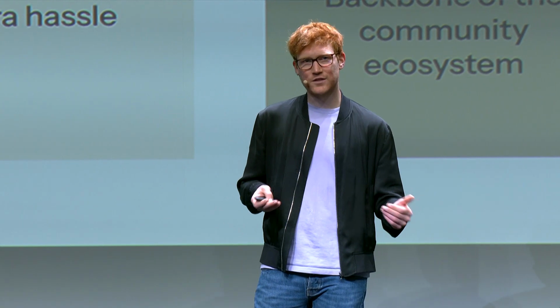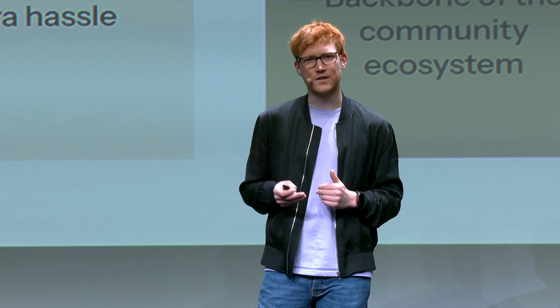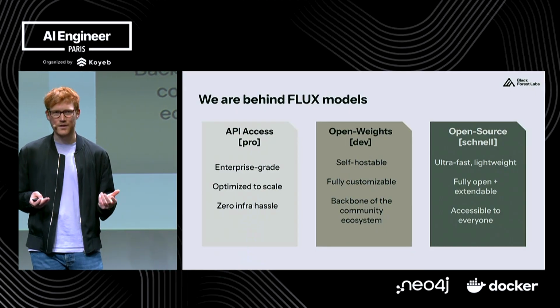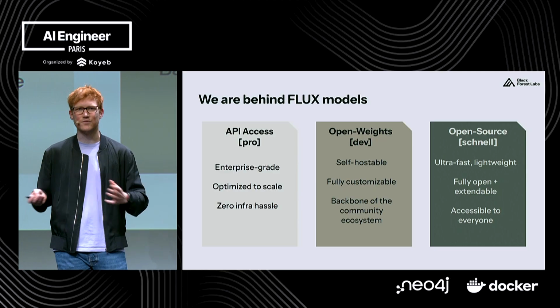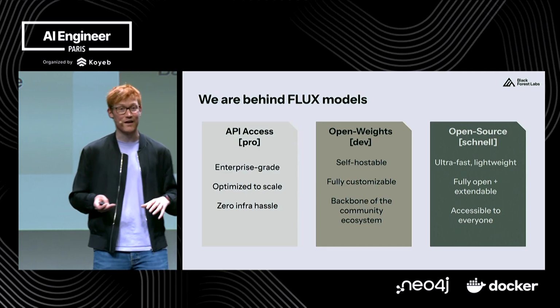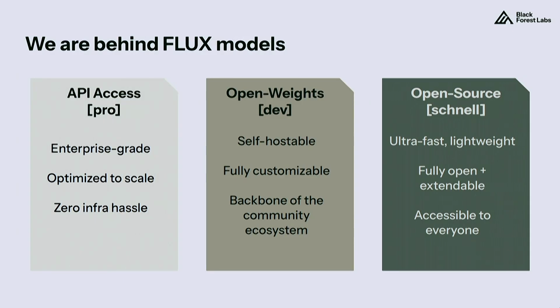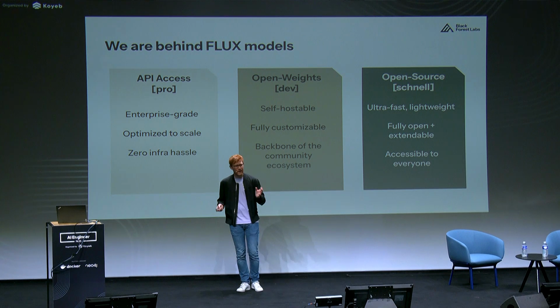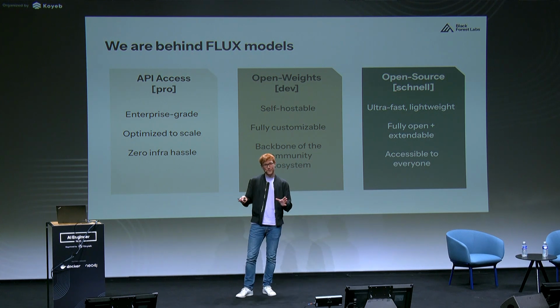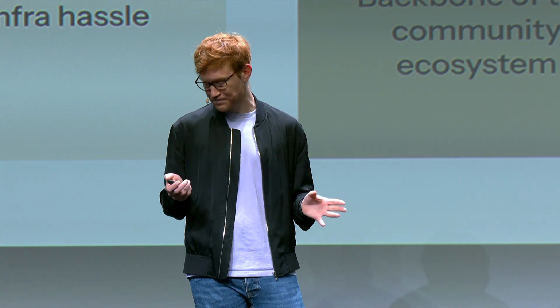They are self-hostable, so perfect for someone who wants to host a text-to-image model in their own infrastructure, and they are fully customizable, so you can fine-tune them to any extent. In fact, they actually have by now a huge ecosystem attached to them of LoRAs, of fine-tunes, like a lot of stuff going on in the open source community. Super nice to see this. And finally, we have the fully open source FLUX Schnell model. This is super fast and ultra lightweight, and it's basically the perfect entry point into the FLUX ecosystem.